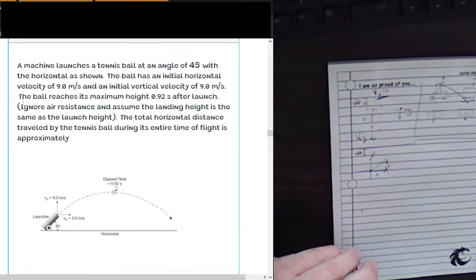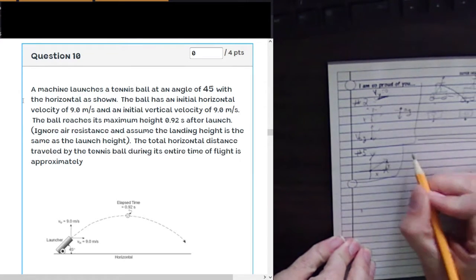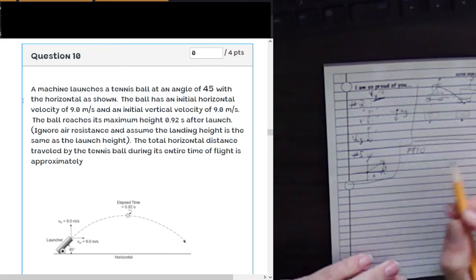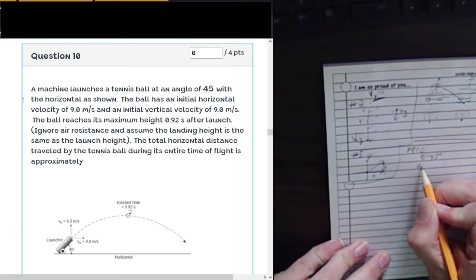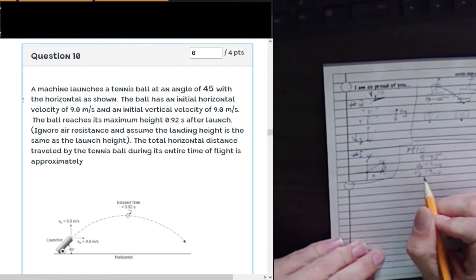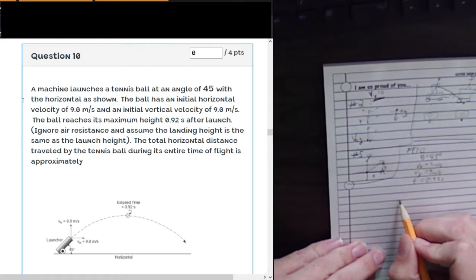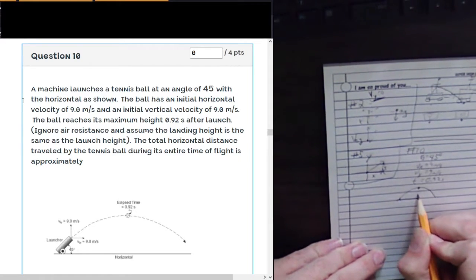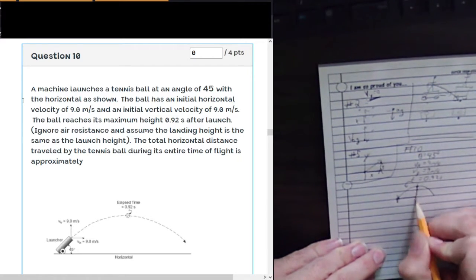Okay, so machine, number 10. We have a machine that launches a tennis ball at an angle of 45 degrees. It gives us all of these things. We have an angle theta of 45. We have a horizontal velocity, Vx, of 9 meters per second. We have a Vy of, again, 9 meters per second, which makes sense because it's at 45 degrees. And it gives us the time, 0.92 seconds. But we have to be careful here because it says it launches it and it lands. The time is actually from where we start here to the max height. So this time is only for this first section, from here to there.